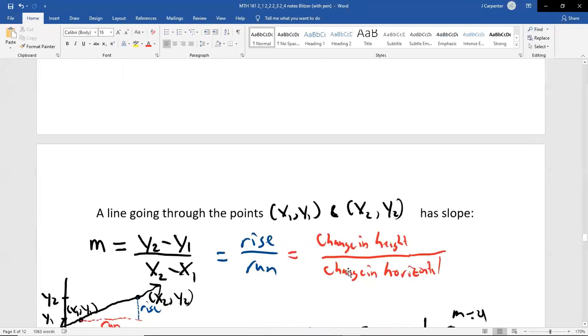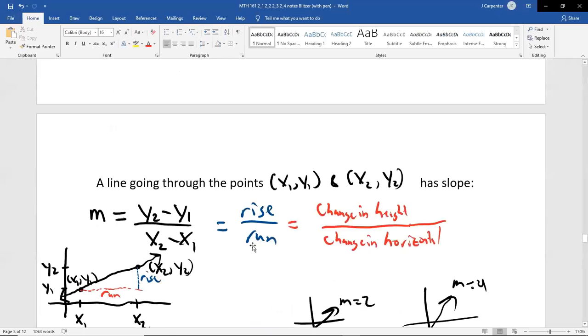And then we said that we have the formula for slope, which is rise over run, rise being the change in height, run being the change in horizontal position. So if you're going through the points x1, y1, and x2, y2, remember points always go x, y. The ones need to be grouped, the twos need to be grouped. Your slope is just y2 minus y1 over x2 minus x1.